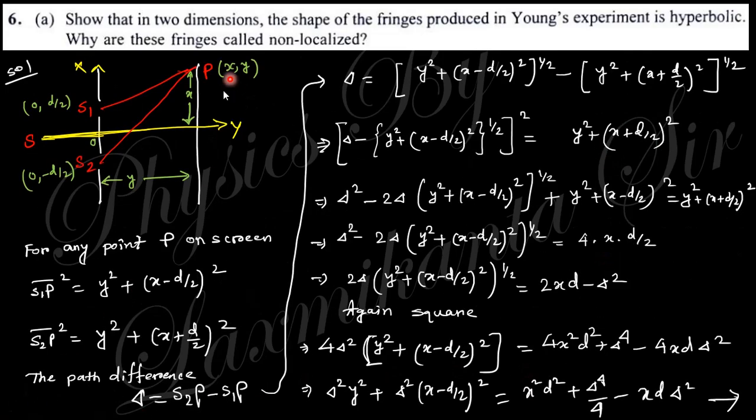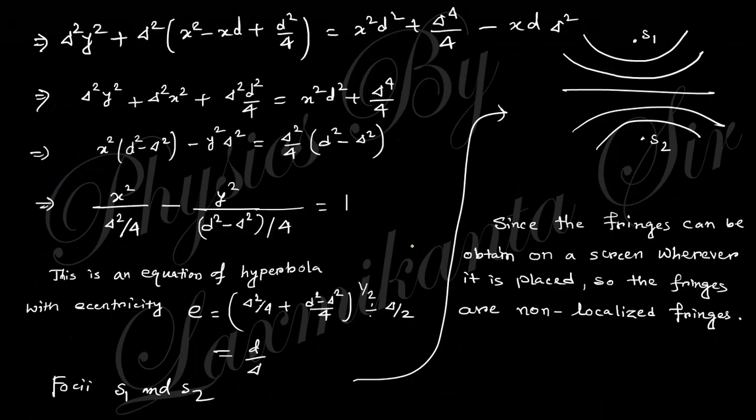That means if you change the position of the screen, the fringe pattern can be obtained with a different fringe width. But the fringes actually appear wherever you place the screen. This is the screen. Wherever you place the screen, you can get the interference fringes on it. That's why this is called the non-localized fringe: the fringes are not in a particular point or localized.